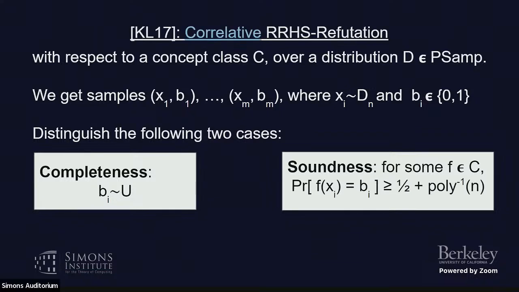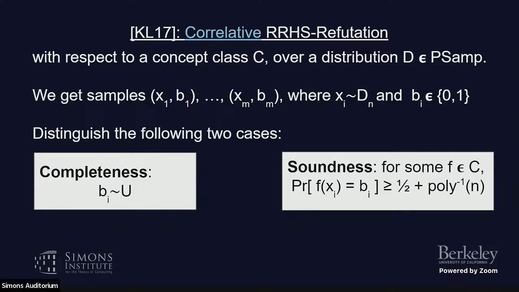Okay, and then there's this other version that was given independently by Kothari and Livni. It's been called correlative random right-hand side refutation. It's just a version of the problem that turns out to be equivalent to agnostic PAC learning. Everything's the same here, except in the soundness case. Now the bi's aren't exactly the values of f on the xi's, but they are correlated with those values.